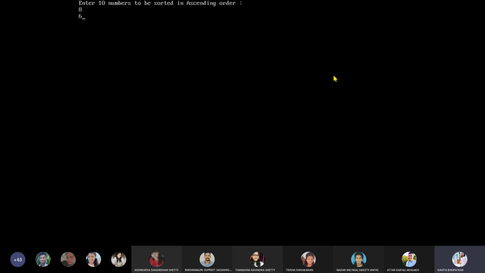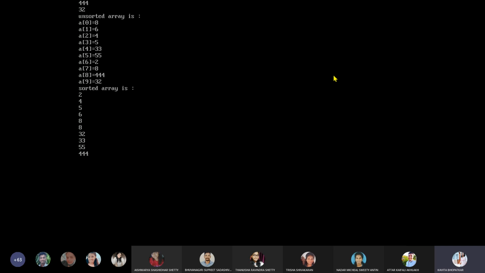Okay, 8, 6, 4, 5, 33, 55, 2, 8, 4, 4, 4, 32, like that. So पहले unsorted array आया. So this is my output. Unsorted array is 8, 6, 4, 5, 33, 55, 2, 8, 444, 32. And this is a sorted array. 2, 4, 6, 8, 8, 32, 33, 35, 444. So this is my output what we have got.